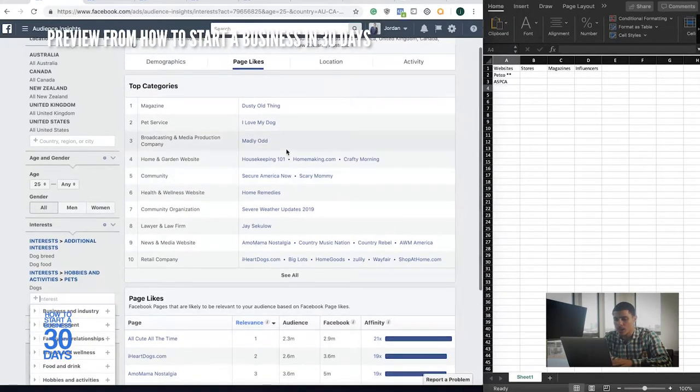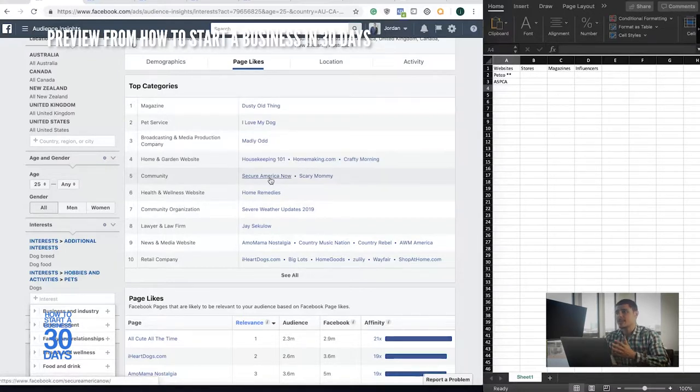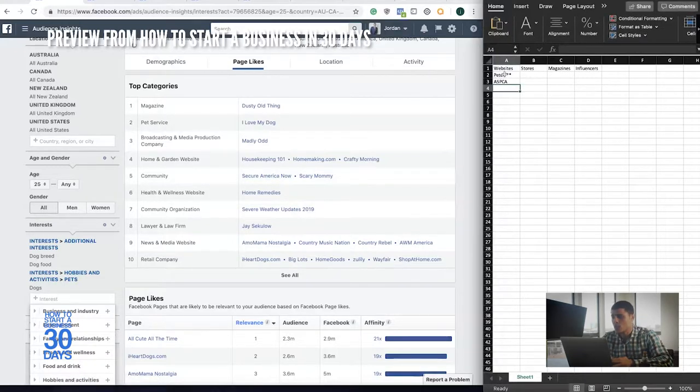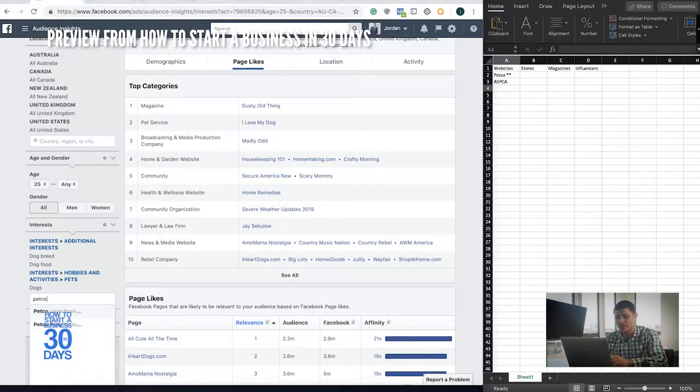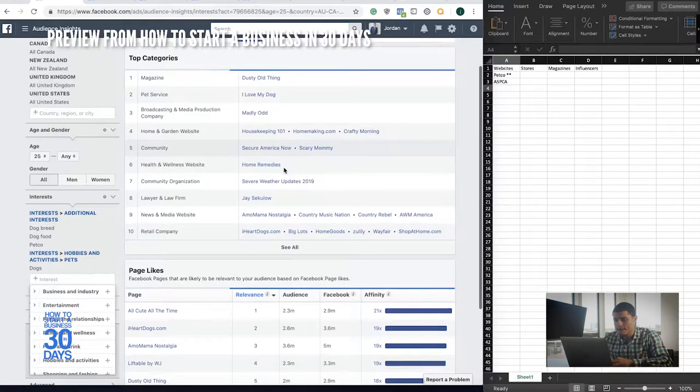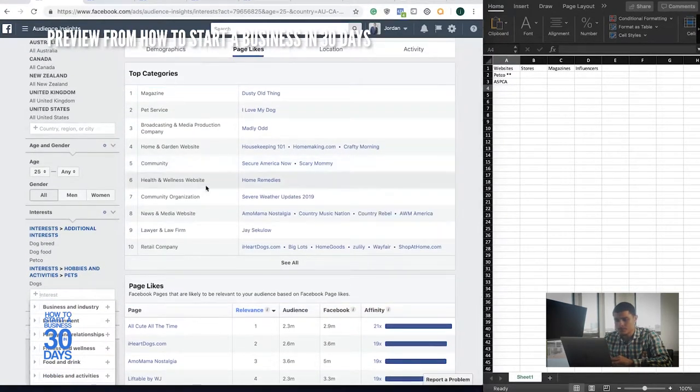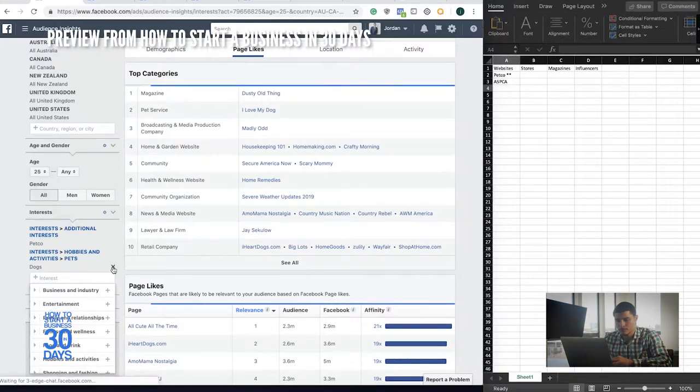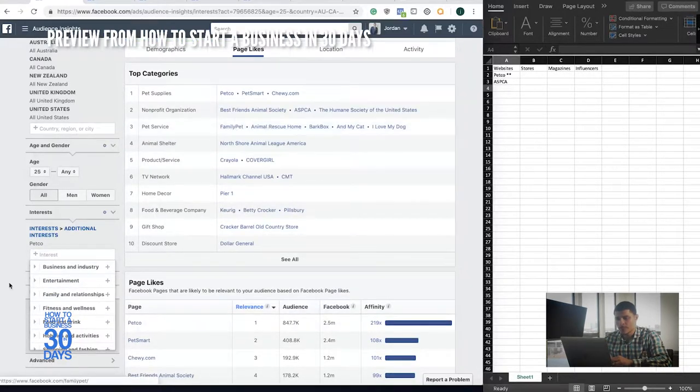But let's look over here when we put all these in. Magazine, Dusty Old Thing. Pet Service, I Love My Dog, but Broadcast Media, Madly Odd. Housekeeping, Secure America Now. You see how just the basics isn't gonna cut it. You gotta really know how to dive into this stuff. So we wanna come over here. Let's go back to Petco because it was giving us a lot of good stuff here. Family Pet. Is Family Pet one? Family Pet. We don't want Family Pet Hospital.